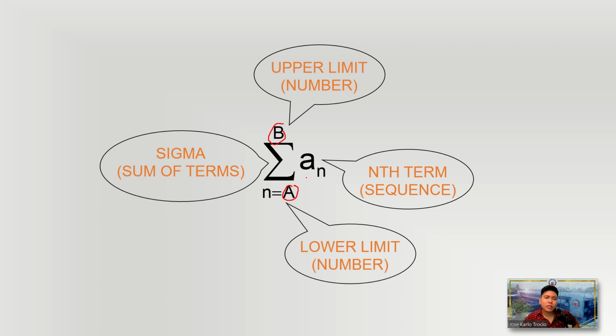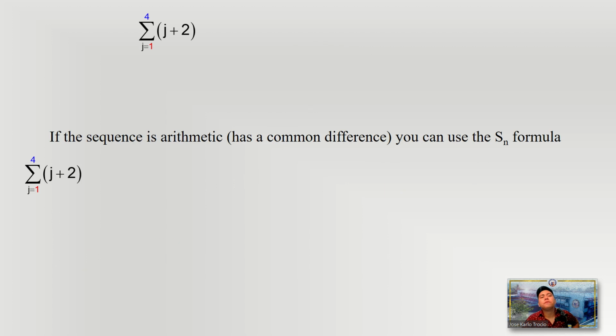Okay. Example, you have a sub n. So you're going to substitute 1 here, 2, 3, 4, 5, because the upper limit is only 5. So you're going to stop at 5. Anyway, we're going to have an example later. Here. So again, you have the equation here.